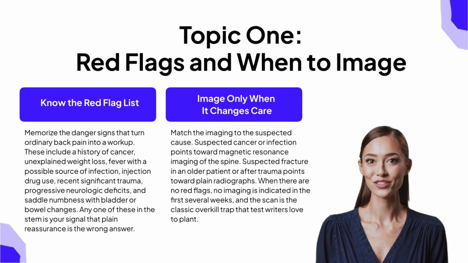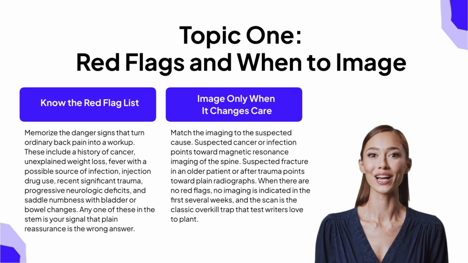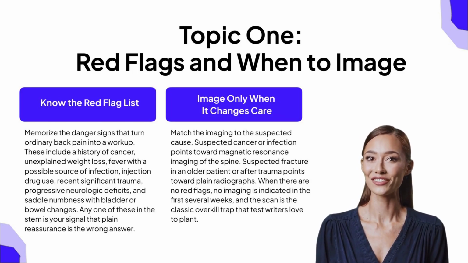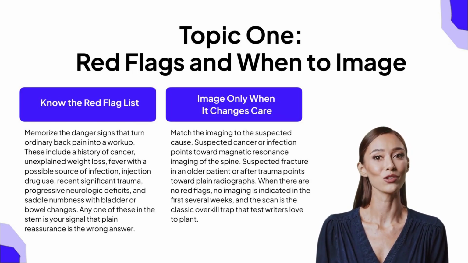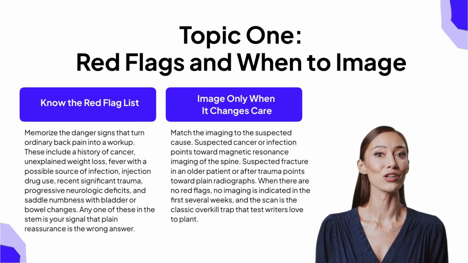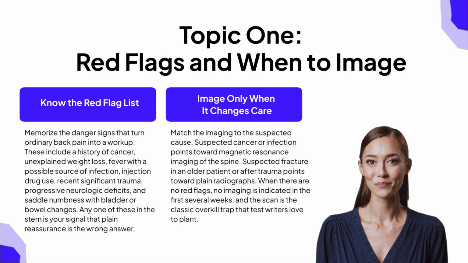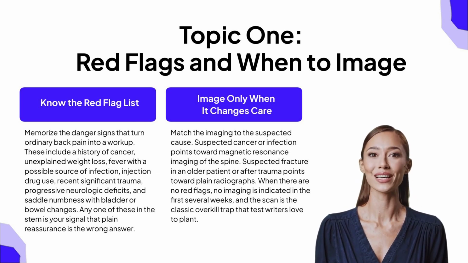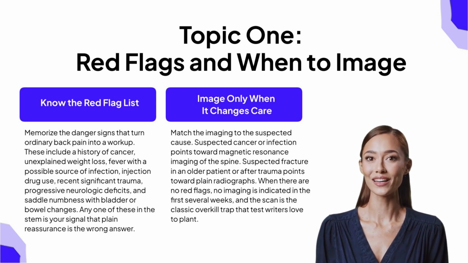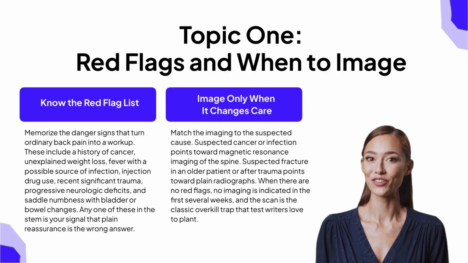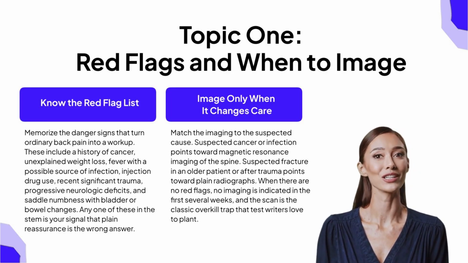Now let us cover our first topic in depth, which is red flags and when to image. First, memorize the red flag list, because it is the backbone of every low back pain question. The classic danger signs are a history of cancer, unexplained weight loss, fever with a possible source of infection, injection drug use, recent significant trauma, progressive neurologic deficits, and saddle numbness with bladder or bowel changes. Any one of these tells you that plain reassurance is the wrong answer.